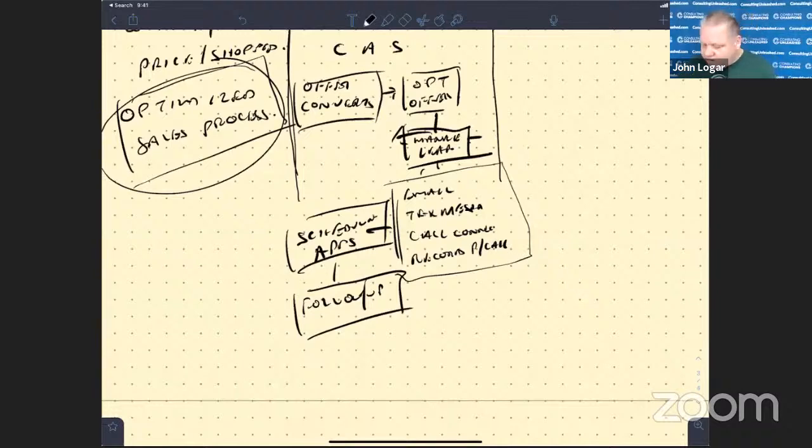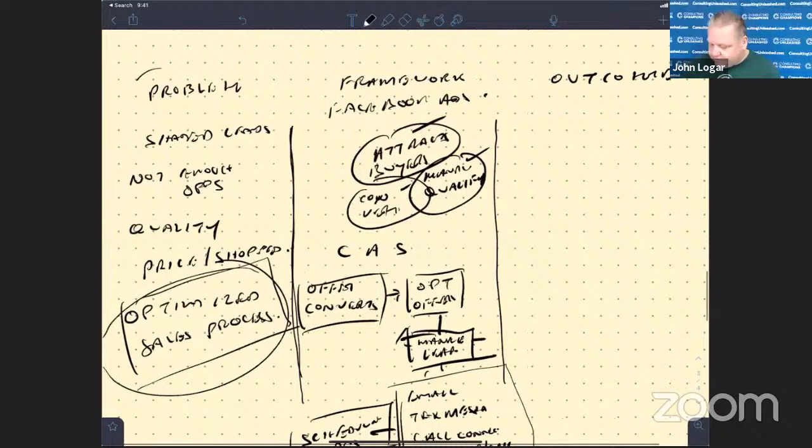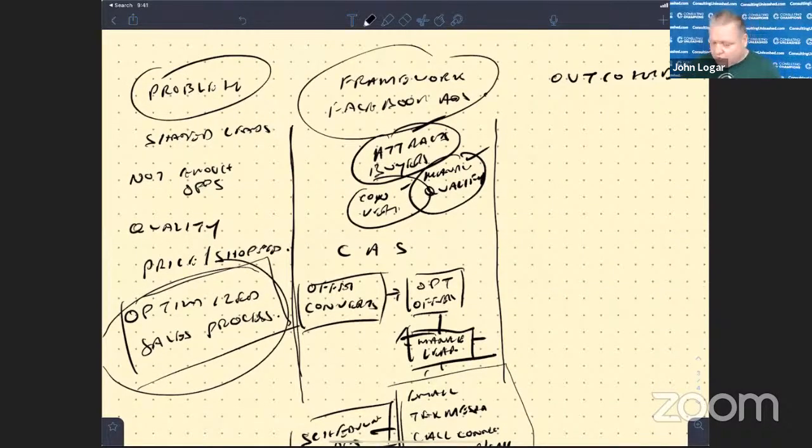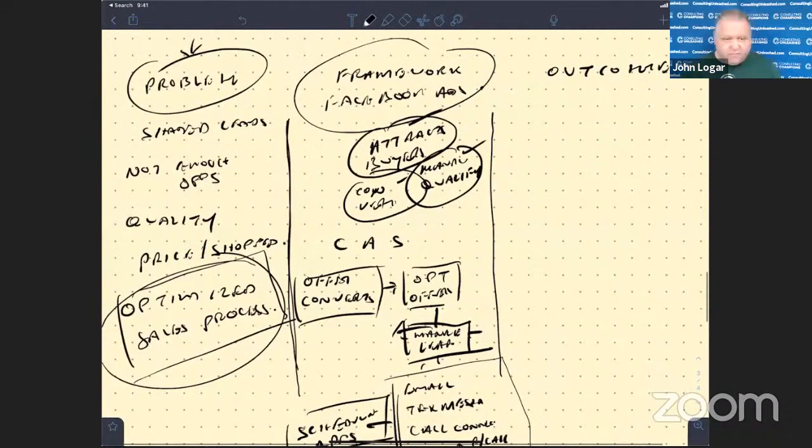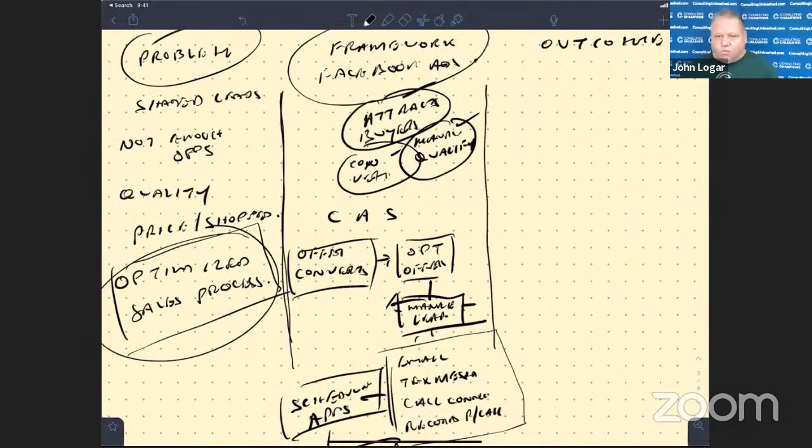So if we had right now over here, problem, we don't have this system. We don't have this framework. Because if we did, we wouldn't have these problems. But if we've got a framework, we now have a system, a client acquisition system, a CAS, that's helping us with the outcome. So now what are the outcomes? If we had a system that did this, what would happen? Well, for starters, our sales process would be automated.